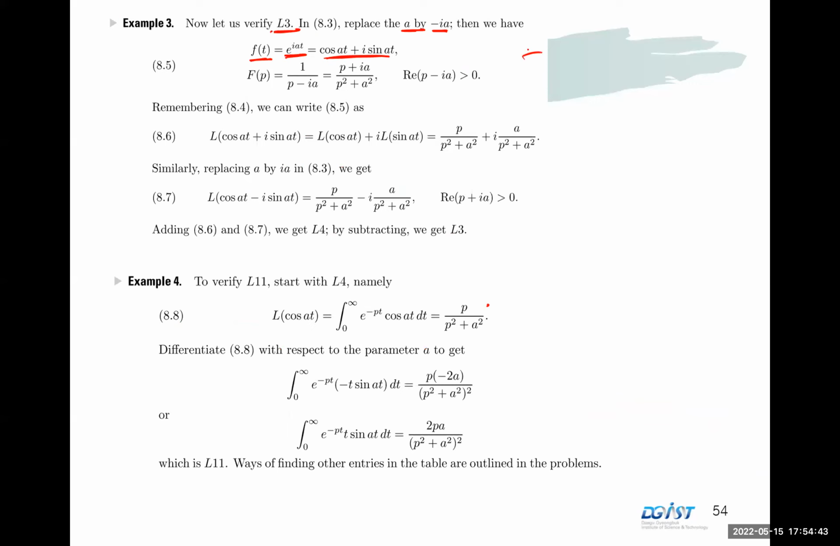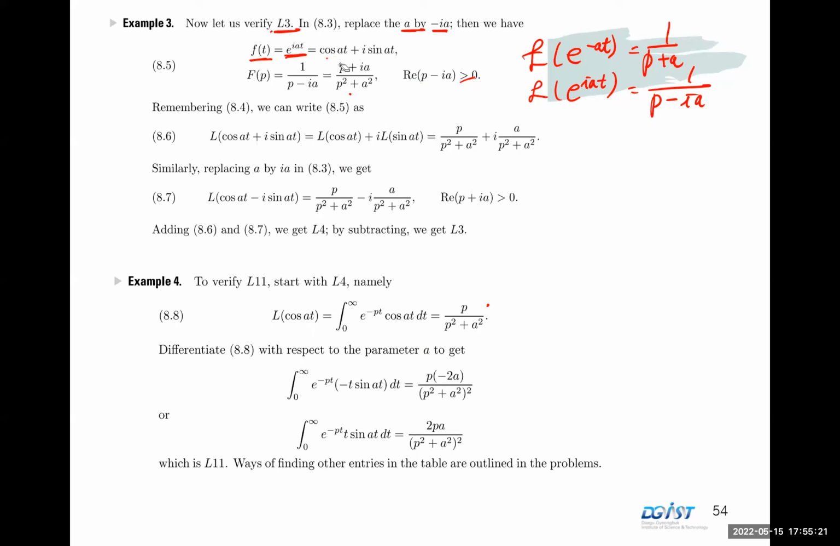And once we offset this one, the Laplace transform of exponential minus AT is, we already know, 1 over P plus A. And so if we have exponential IAT, it is 1 over P minus IA. And for P minus IA, the real part of P must be positive.